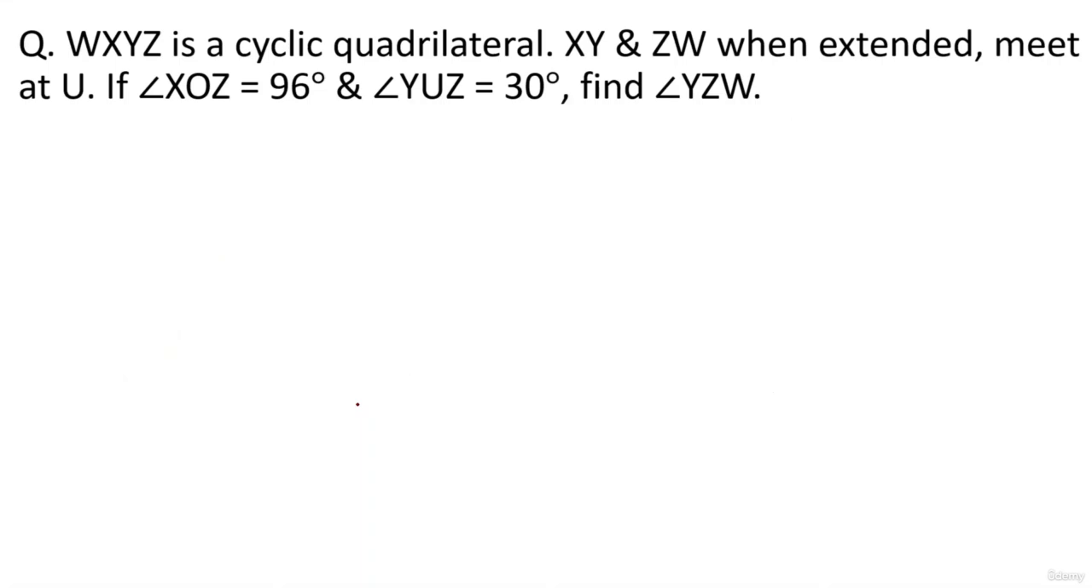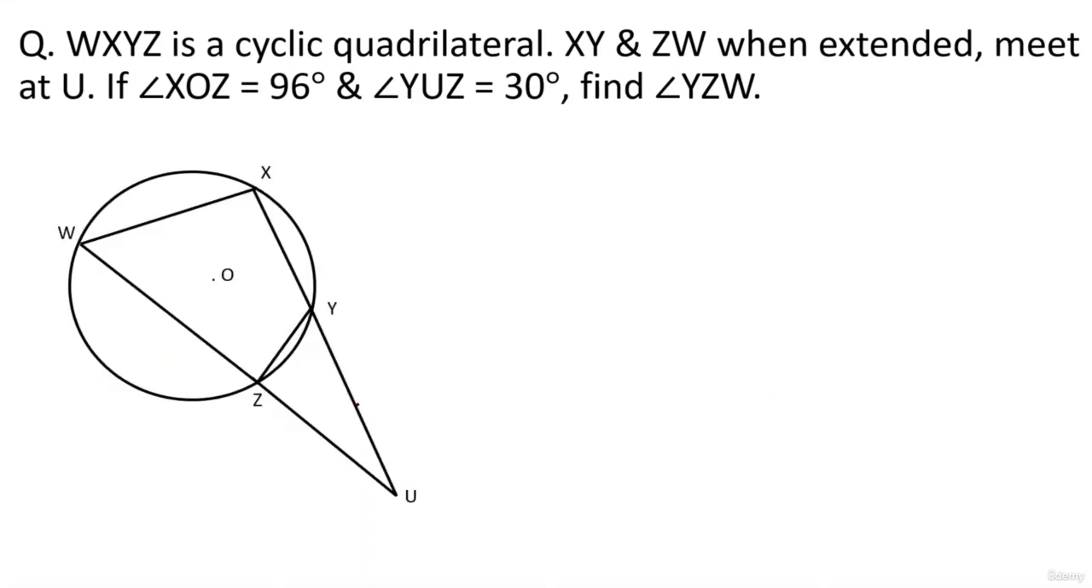WXYZ is a cyclic quadrilateral. XY and ZW when extended meet at U. If angle XOZ is 96 degrees and angle YUZ is 30 degrees, find the measure of angle YZW. Again, you can try it out and resume for the solution.